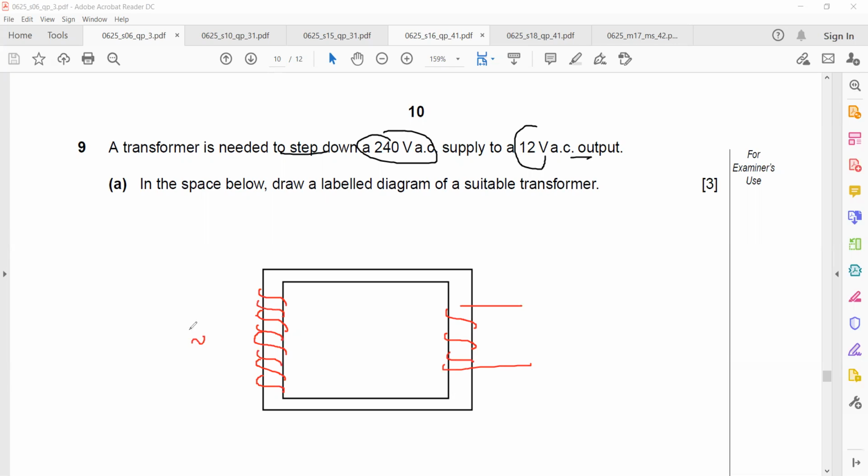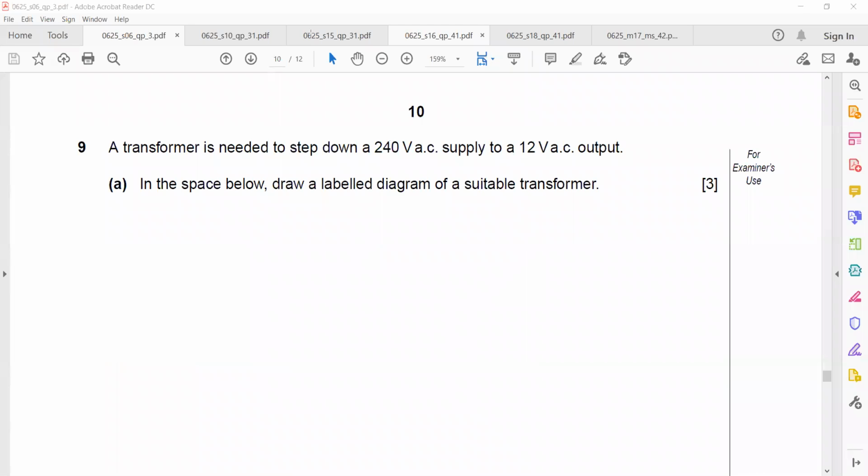So this is AC supply. It should be labeled. I should label the primary coil, supply, iron core, secondary coil. I should label all these points. It's of 3 marks.